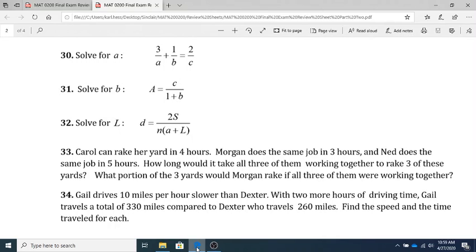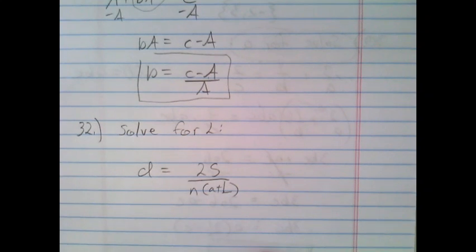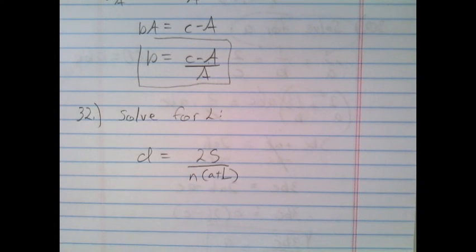Solve for L. And what do they give us here? They give us D equals 2 times S over N times (A plus L). Alright, very similar to the last problem.